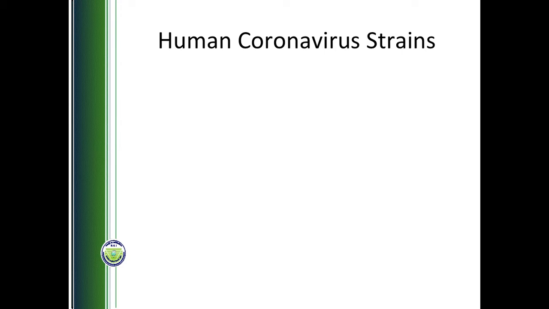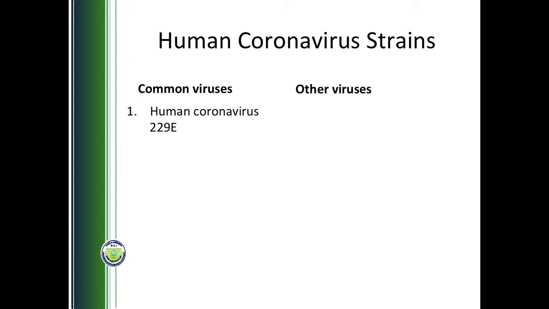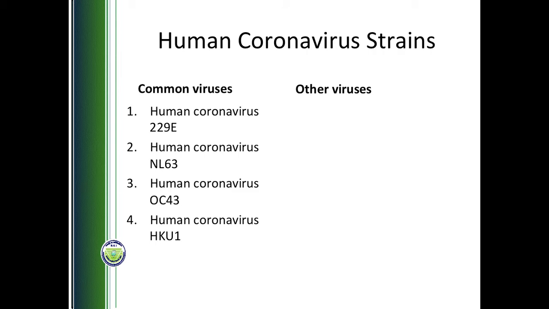Let's focus on the coronaviruses which are causing disease in humans. We call them human coronaviruses. Now, all the human coronaviruses are divided into two major groups. I have divided them here as common viruses and other viruses. In the group of common viruses, the first one is human coronavirus 229E. The second one is human coronavirus NL63. The third one is human coronavirus OC43. The fourth one is human coronavirus HKU1.